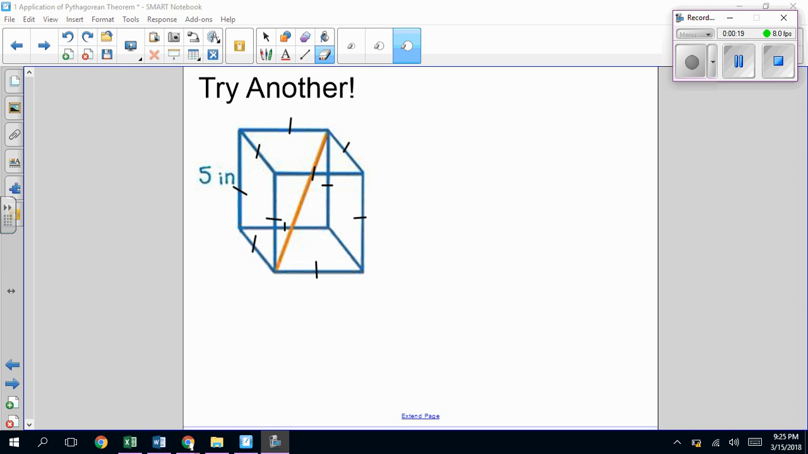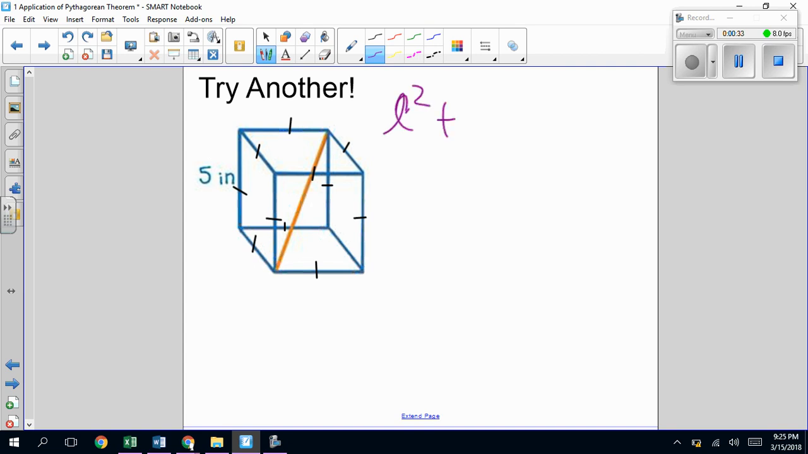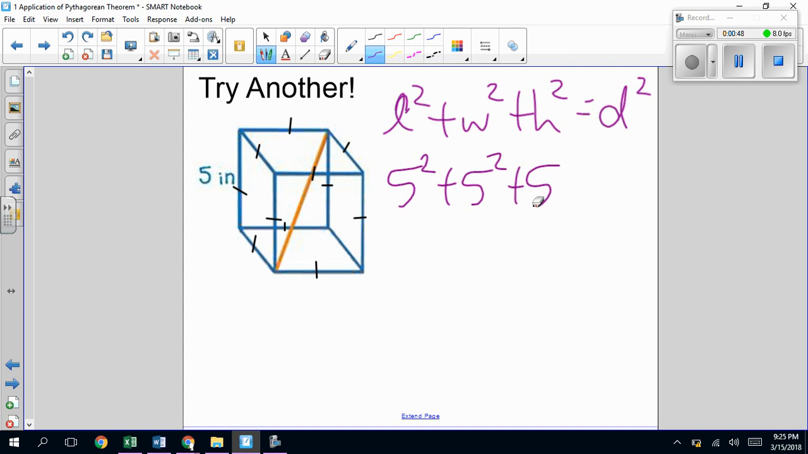So I'm going to calculate it, but I'm going to calculate it a very specific way because I'd like you to try to notice a pattern. So here, if we wanted to calculate the space diagonal, we know it's length squared plus width squared plus height squared equals the diagonal squared. Here, all of these lengths, widths, and heights are the same. They're all 5. So that's 5 squared plus 5 squared plus 5 squared equals the diagonal squared.